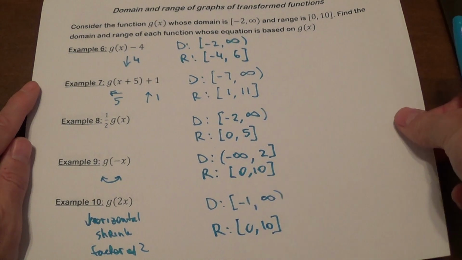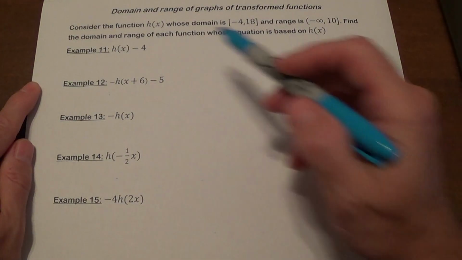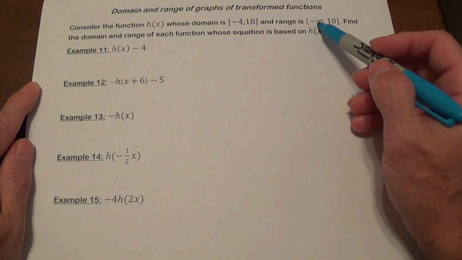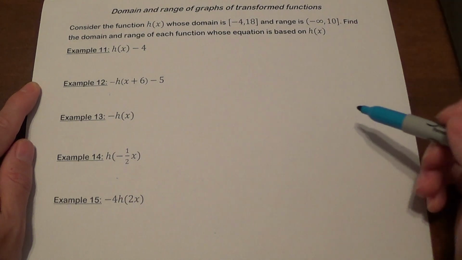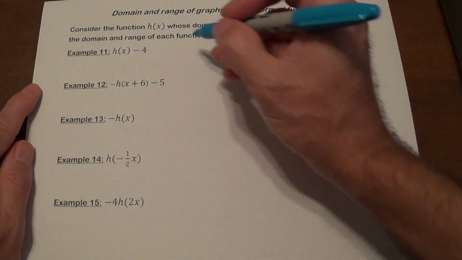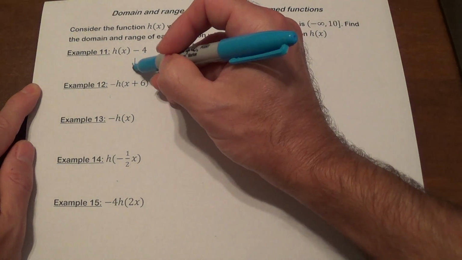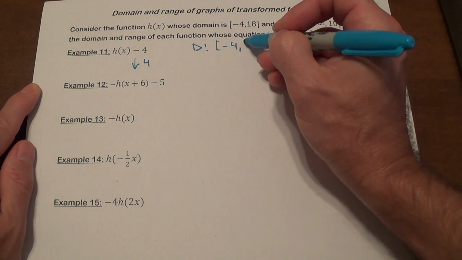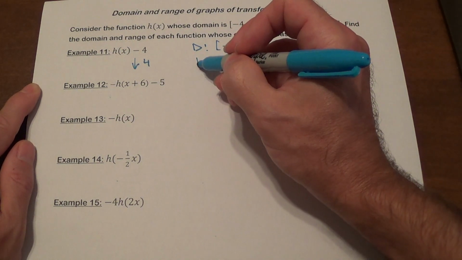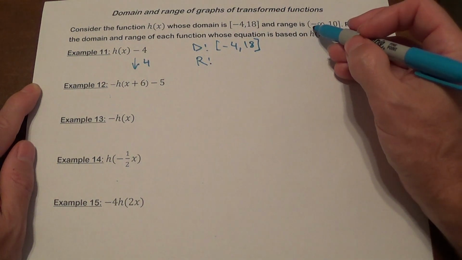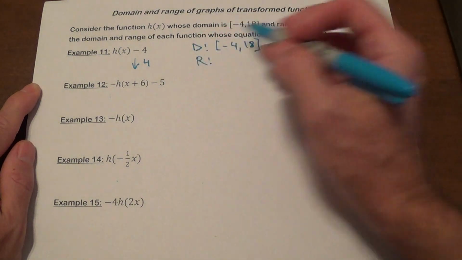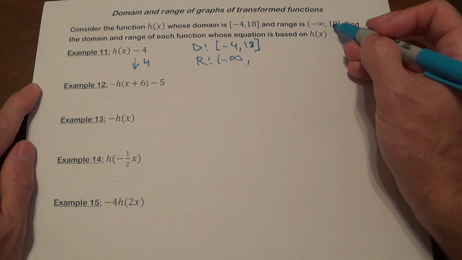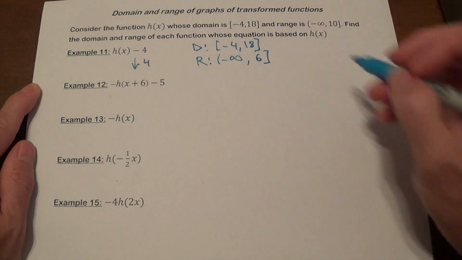Okay. And our last function here. So we have a function h of x whose domain is from negative 4 to 18. And the range is from negative infinity to 10. And we're going to apply all these transformations and see how it's going to impact each one of those. This is a vertical shift 4 units down. The domain is not going to be affected by vertical change. The range will be. So what's happening with the range? Well, we're shifting everything down 4 units. The negative infinity is not going to be impacted. 10 will be impacted. You subtract 4 from it, it's going to go all the way to 6.